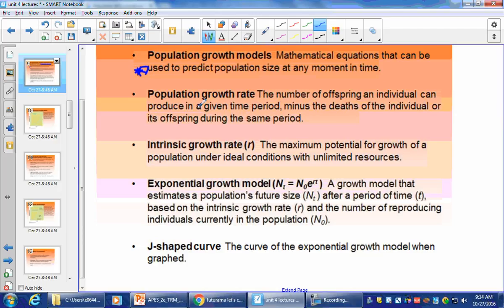Number of offspring that an individual can produce in a given time period minus the deaths of the individual or its offspring during the same time period. So when we get into population graphs where we look at the distribution of age, this is going to be important, right? So a country that might have a shape that looks kind of like this, we start from young to old, right? So we would have a lot, especially in this sweet spot area right here, where we have probably the mature portion of the population that can reproduce. We have a lot more in this part of the growth section than we do, let's say, in the older part that's going to die off, right?